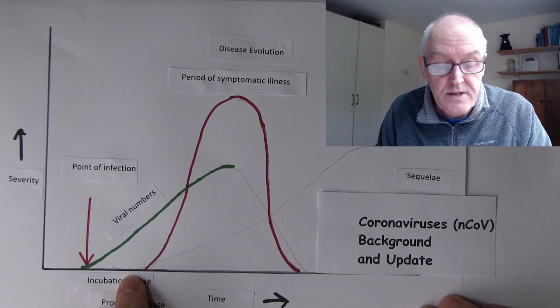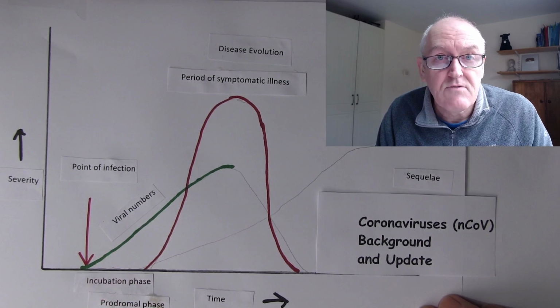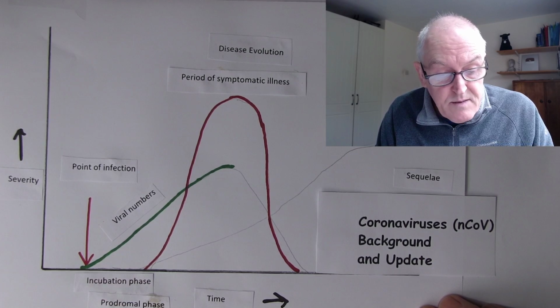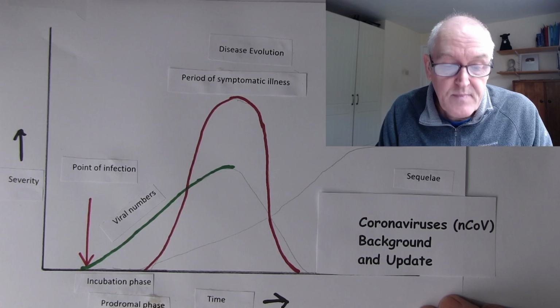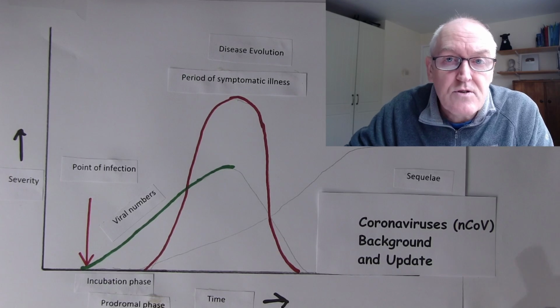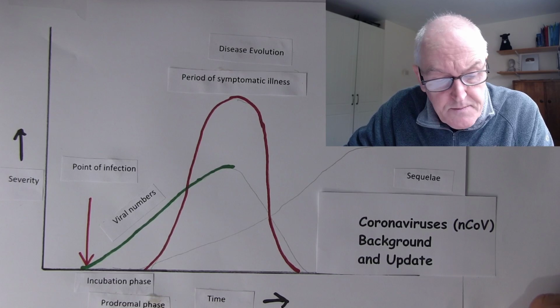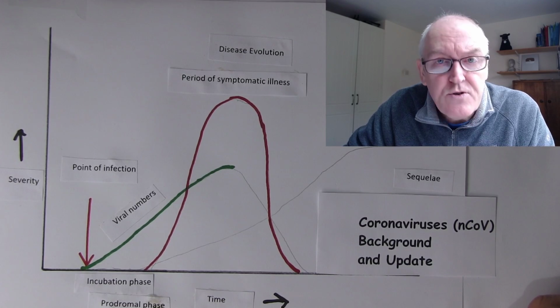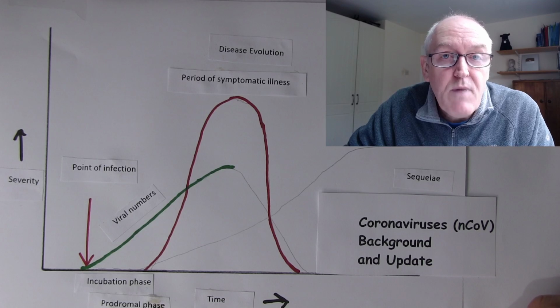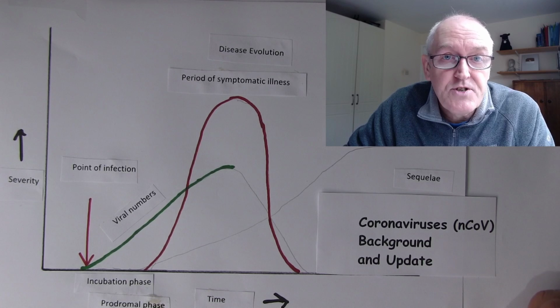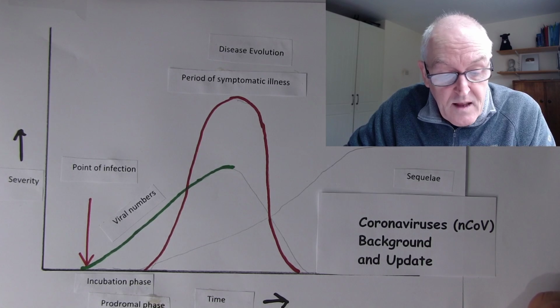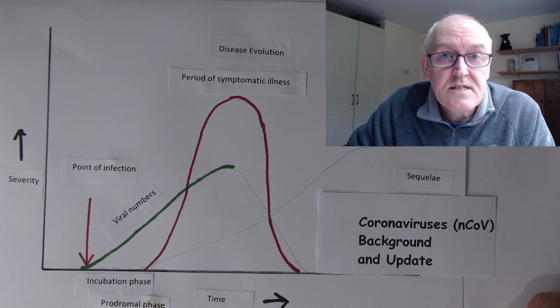Unbeknown to you, they could be incubating the virus. Now, the incubation period is probably 2 to 14 days. 3 to 7 days is probably the most common incubation period for this virus, but it could be 2 to 14 days. So at the moment, in my country, the United Kingdom, we're flying people back from China, from Wuhan, and we are keeping them in isolated conditions for 2 weeks.